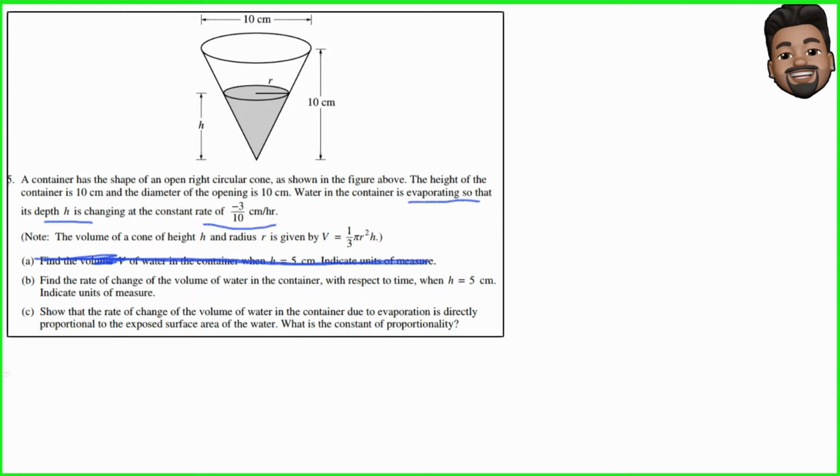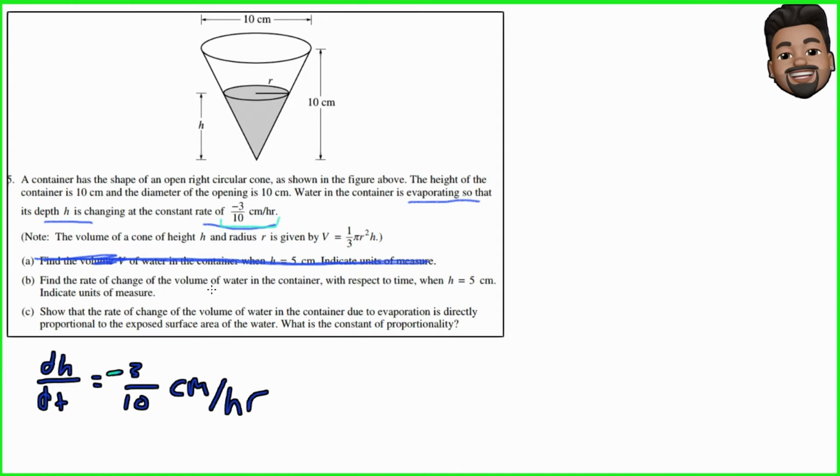So right away, I think for me, this lets us know the rate of change. The height is decreasing, it's evaporating, so this water is getting smaller and smaller in this cone. So we know dH/dt has to be -3/10. So we know that dH over dt has to be -3/10 centimeters per hour. Now, they could have told us decreasing at 3/10 centimeters per hour, and then you need to put the negative symbol. They were nice enough to give us a negative symbol, but that's something to be mindful of with the language. So let's go to part B.